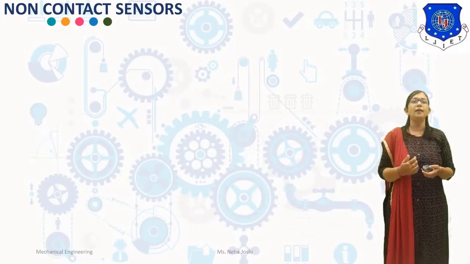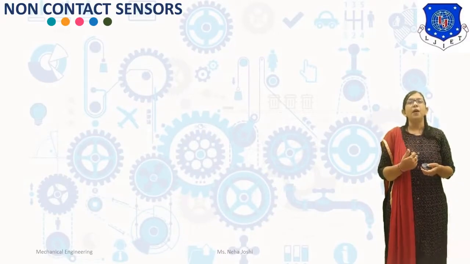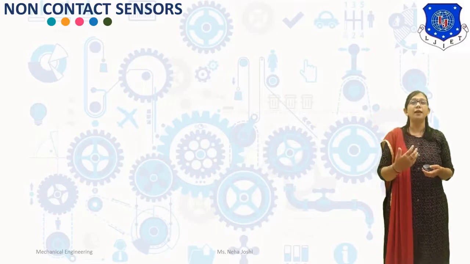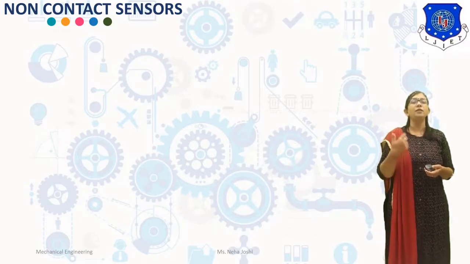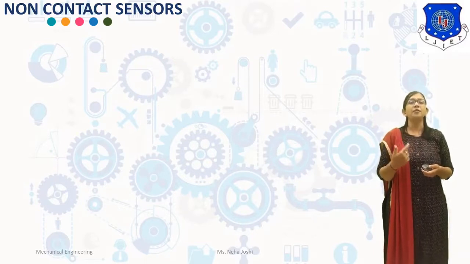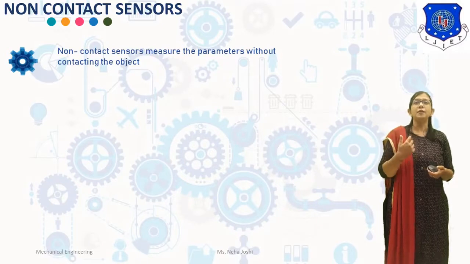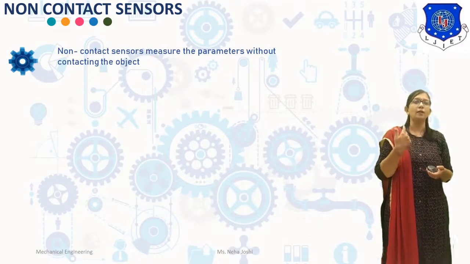Now, the next category is non-contact sensor, which measures the parameter without contacting the object. Now, as we discussed earlier, these are further subdivided into three categories: proximity and range sensor, robot vision system, and voice synthesizer.